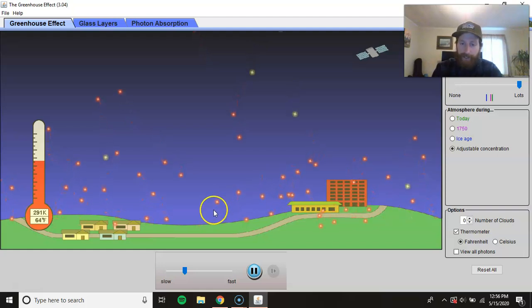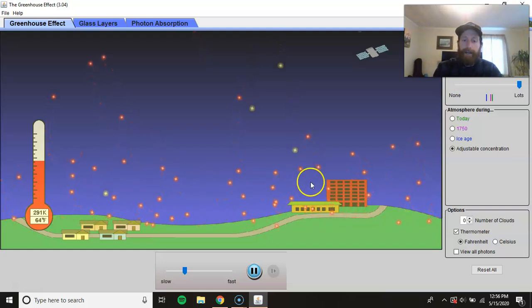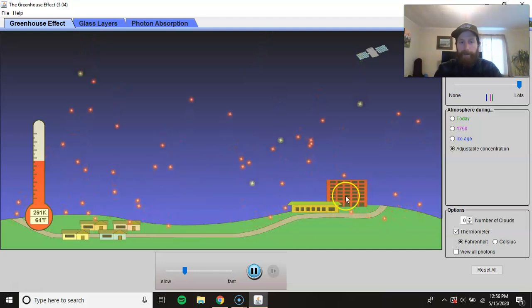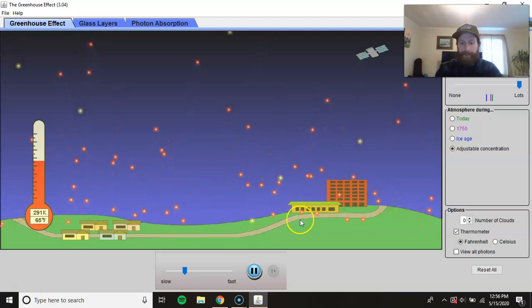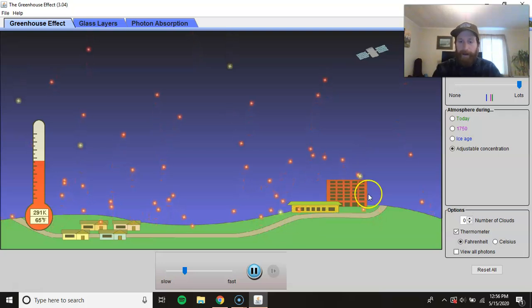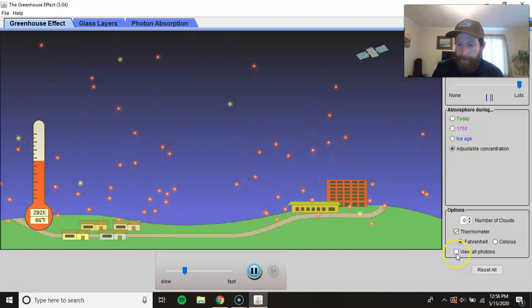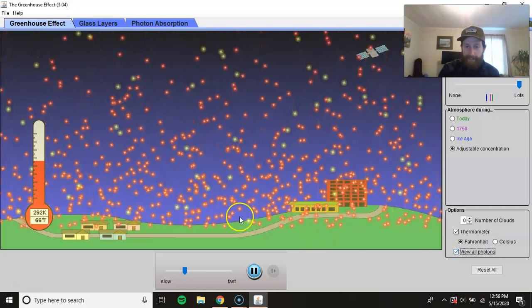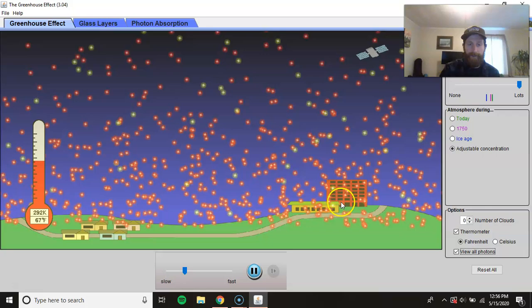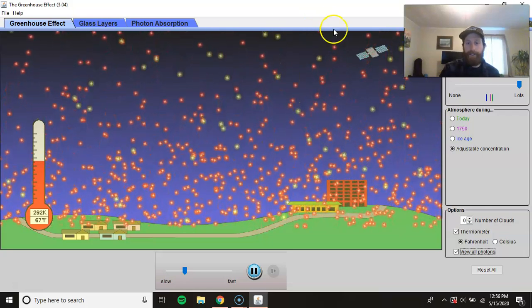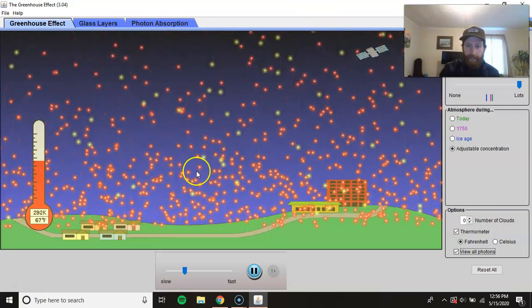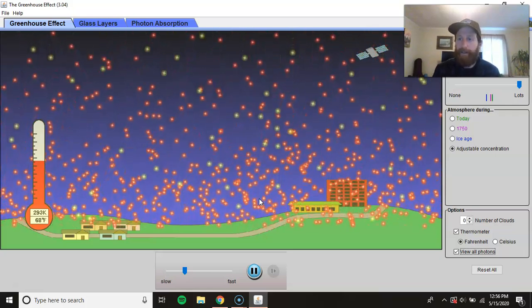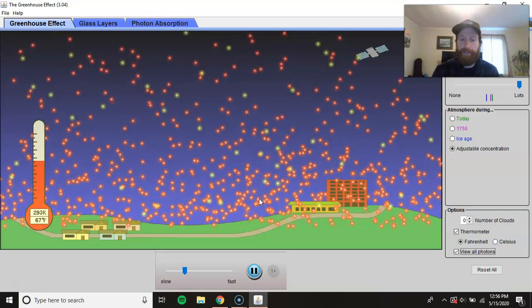And the net result here is we're starting to see a higher energy density of infrared photons as they pinball around near the surface of the Earth. If I were to, say, view all photons, we can see here that the energy density towards the surface of the Earth is greater than the energy density up here towards the top, because those greenhouse gases are acting like a blanket that is throughout the atmosphere.